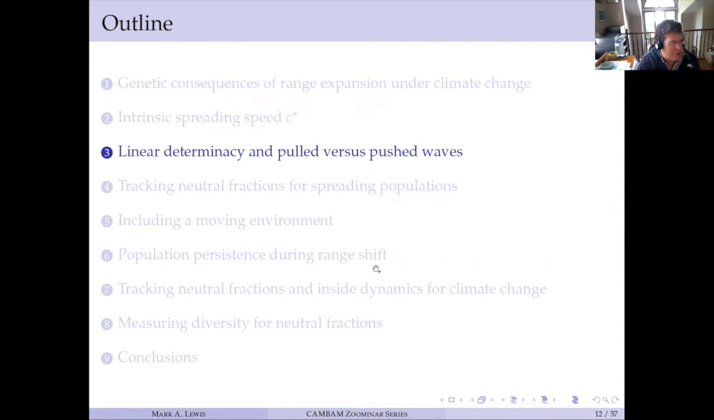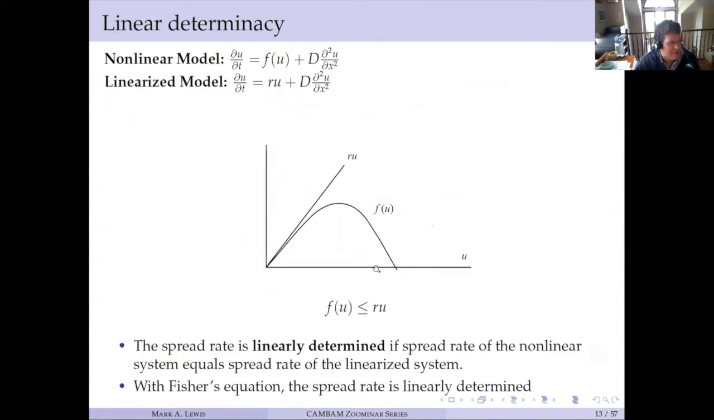And you might ask, how do we calculate this speed? And so at the top, we have a nonlinear model. And of course, we don't really know how to solve nonlinear problems usually, but we're very good at solving linear problems. And so wouldn't it be nice if we could just solve the linear problem and use that to say something about the nonlinear problem? And that's the case here for Fisher's equation.